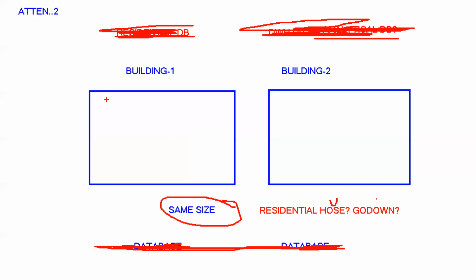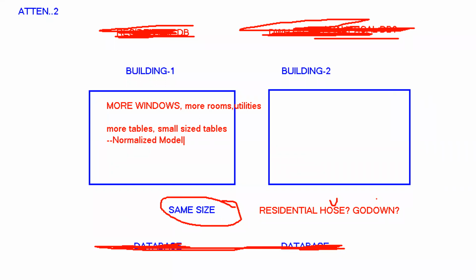If there are more windows, more rooms, more utilities, definitely it is a house. Coming to the technical side, more tables, small size tables. This is called a normalized model, on the technical side.